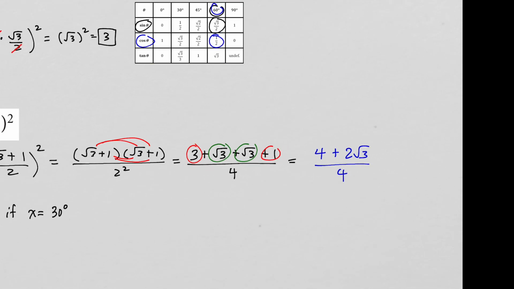And then one final thing we can do is cancel a factor of 2 in each one of these numbers. If we do that, 4 divided by 2 is 2, 2 divided by 2 is 1, and 4 divided by 2 is 2. So as a simplified answer, this is 2 plus radical 3, divided by 2. And we'll leave our answer like that. And no, you cannot cancel the 2's here, right? Because those are terms on top, so we cannot cancel these.